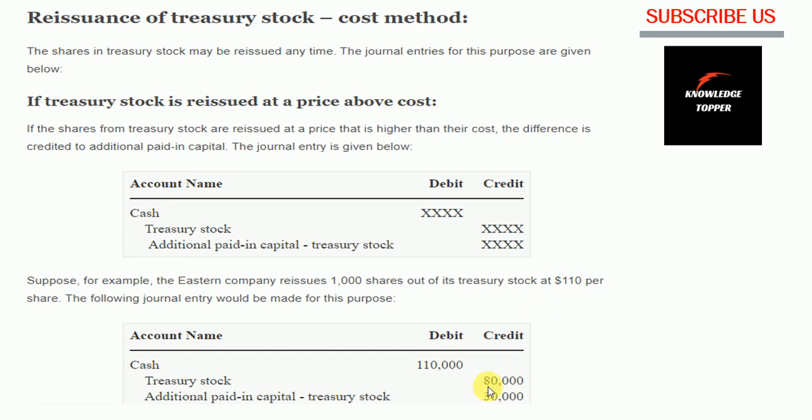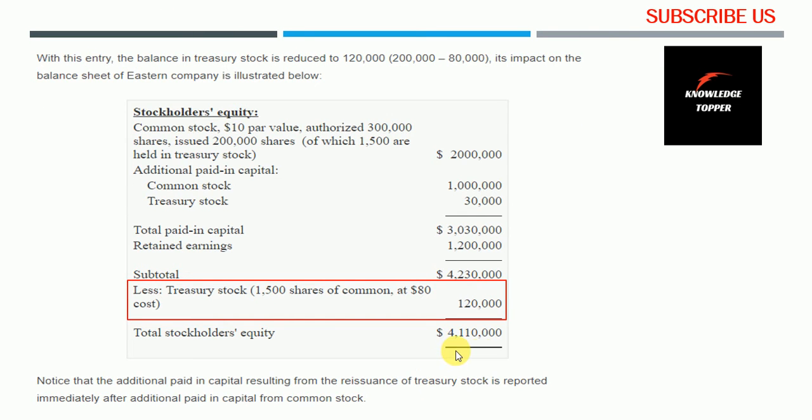Okay, so 30,000 is additional paid in capital in treasury stock. So that's how we can record this reissuance of treasury stock transaction at a price above cost. Okay, now what's the treatment in the balance sheet? We will look at that. Now focus, there are a few confusions for you. If you understand this quite simply, it will not be too problematic.